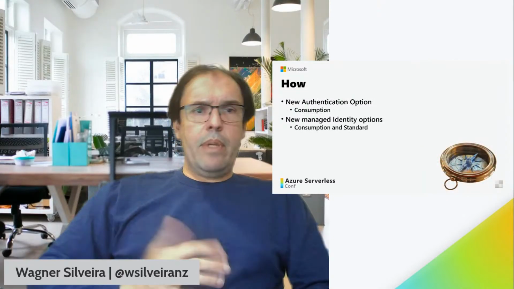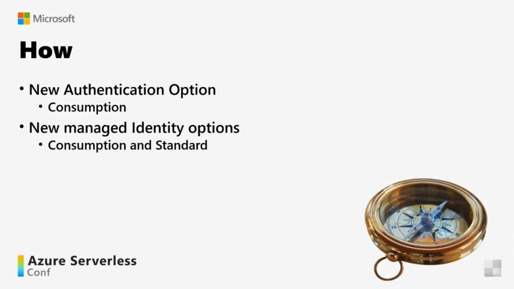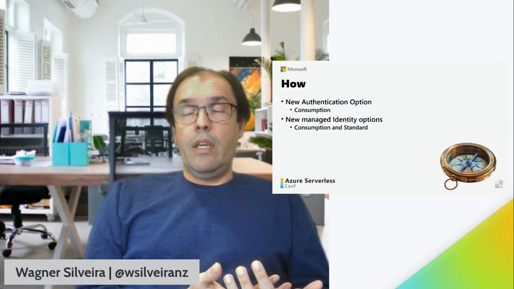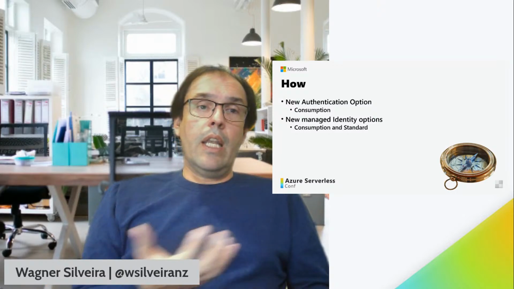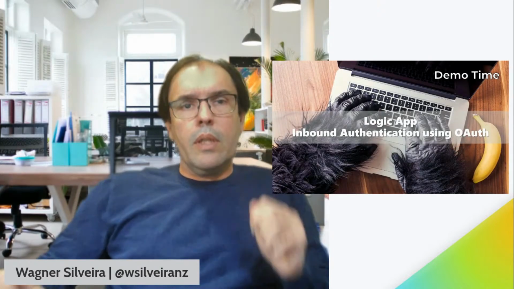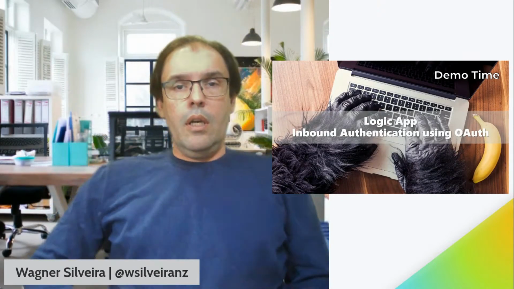So how does that happen? The first thing is there are new authentication options on Logic Apps Consumption that I'm going to show. And also there are new managed identity options in some of the connectors for both Consumption and Standard. So that is a lot of things that we didn't think much about before, because we didn't have a way to use them, and now they are available on Logic Apps. Let's take a quick look at that first one, the Logic Apps inbound authentication using OAuth.